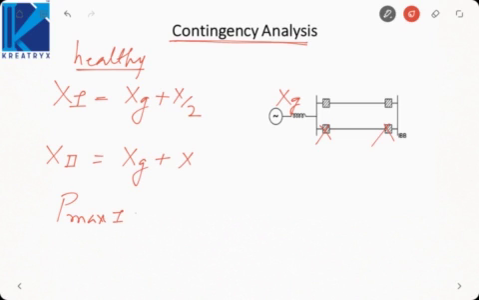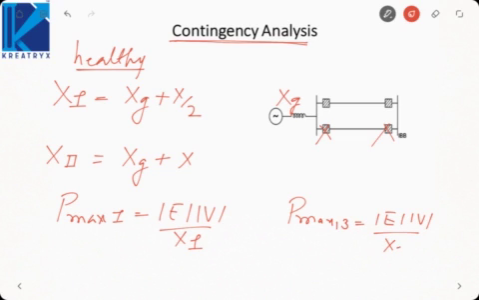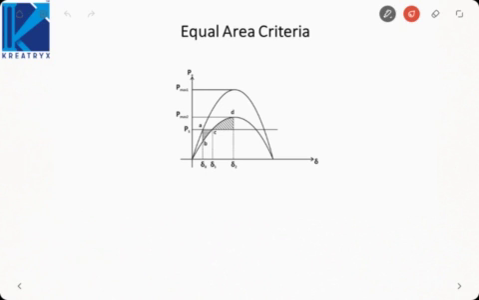So Pmax 1 will be mod E mod V by X1, and Pmax 3 will be mod E mod V by X, or let us say X2. So here, since X2 is greater than X1, Pmax 2 will be less than Pmax 1. So let us see the power angle curve. Here, this is my Pmax 1, this is my Pmax 2. Earlier we were operating at point A. As soon as we remove the apparatus, delta will remain same. We will go from curve 1 to curve 2, from point A to B.